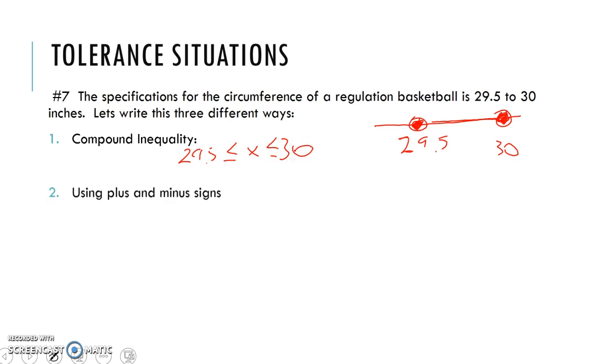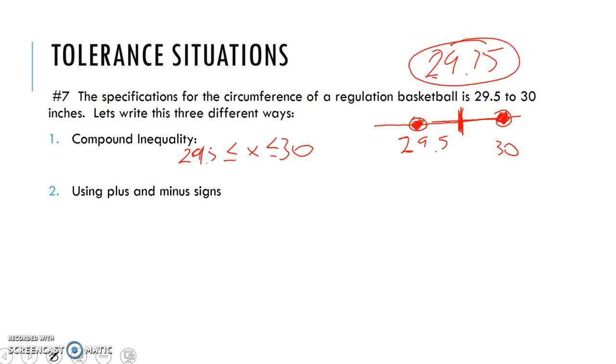Well, let's write it a different way, using plus and minus signs. And this is where I want you to start seeing here. We would want it to be right in the middle. That's what the best basketball would be, right in the middle of 29.5 and 30. Well, that's 29.75. You can find that by averaging those two extremes together. Right in the average between 29.5 and 30 is 29.75.